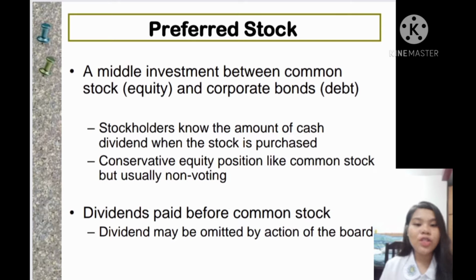Preferred stockholders generally do not have voting rights as common stockholders do, but they have a greater claim to the company's assets. Preferred stock can also be callable, which means that the company can purchase shares back from the shareholders at any time for any reason, although usually at a favorable price.